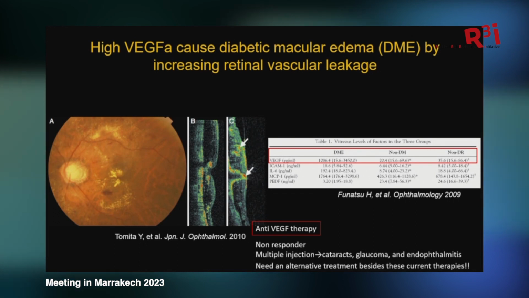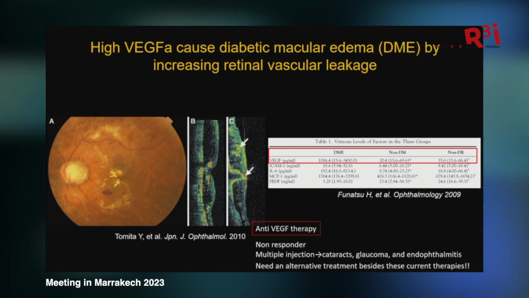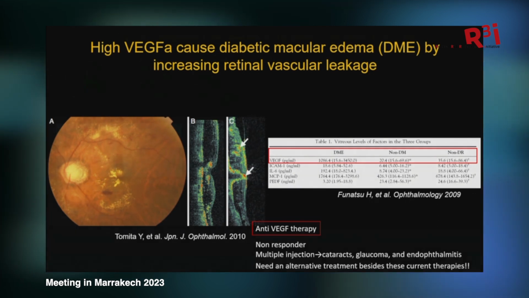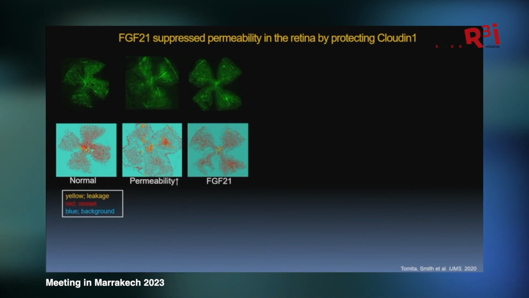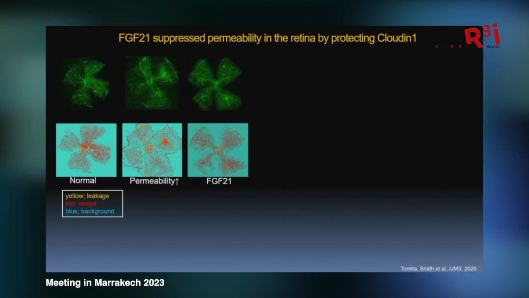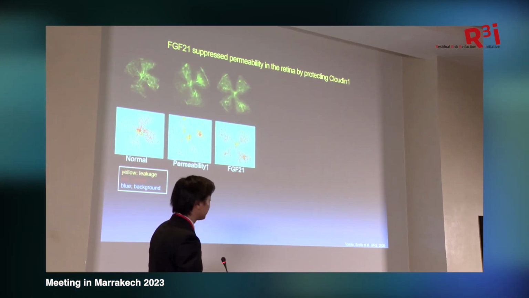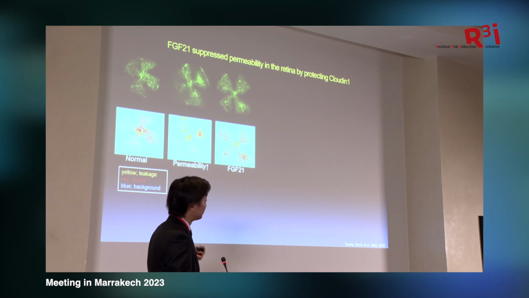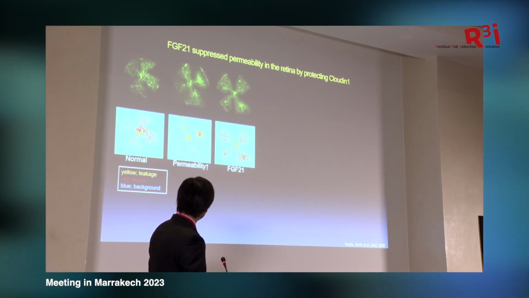Now, anti-VEGF therapy is widely used for patients, but there are a lot of non-responders, and multiple injections cause cataract, glaucoma, and endophthalmitis. So we need an alternative therapy besides these. So first we made a new vascular permeability model and also made a quantification method.